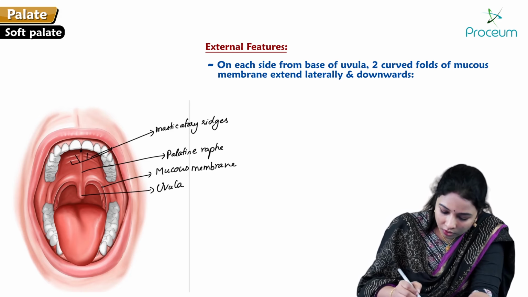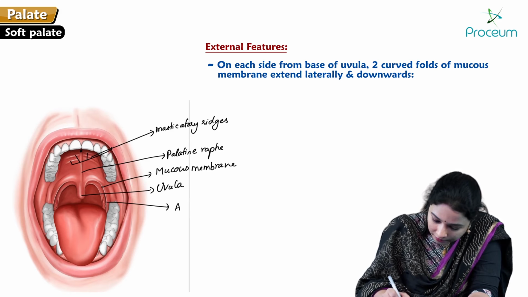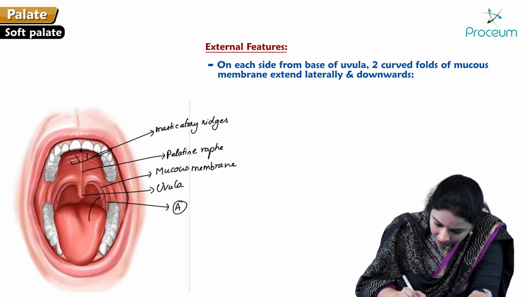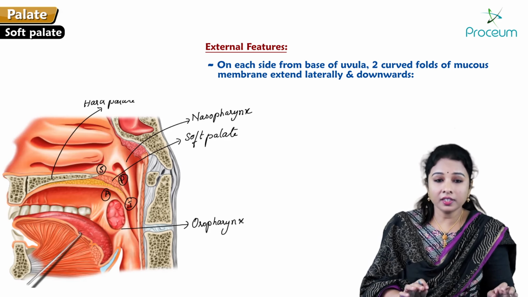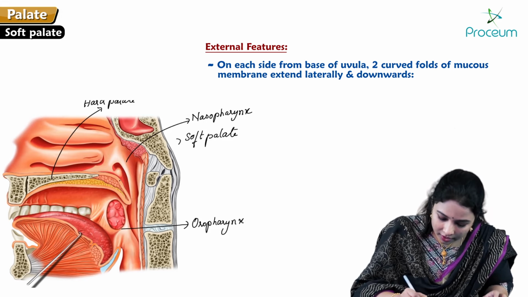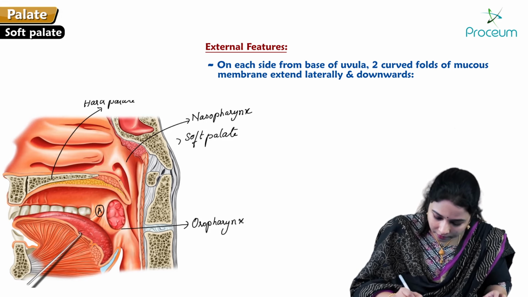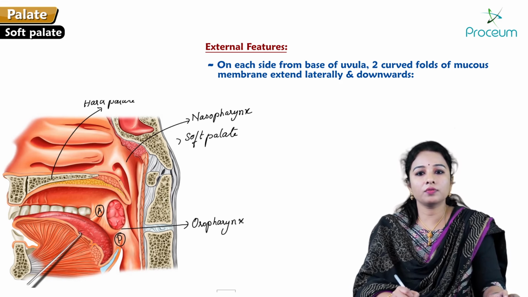So, you can see the two mucosal foldings. This is the anterior fold and the one which is behind is the posterior fold. So, in the sagittal view we can appreciate still more better. Here is the anterior fold and this is the posterior fold.